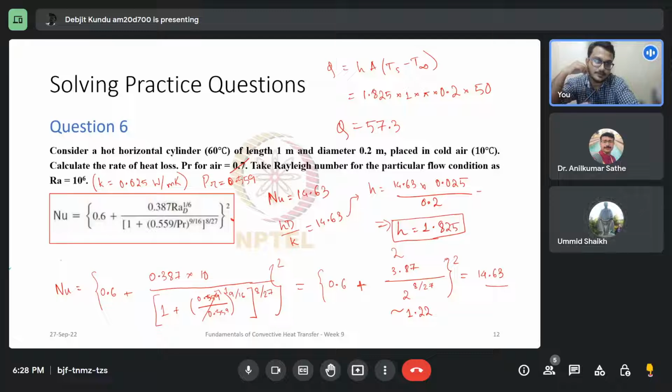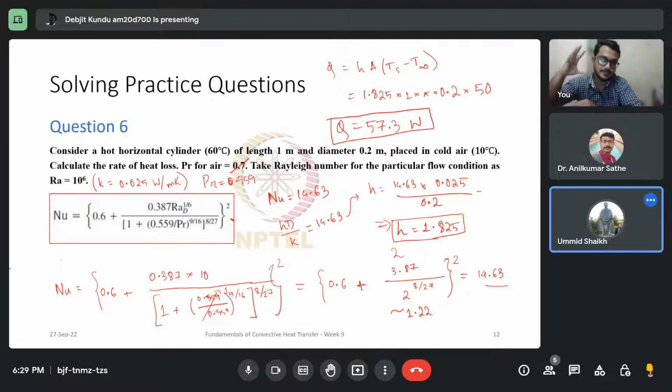Is the other answer also matching? No, it is not 57, I think, sir. 57 point something, is it? Yes, 57.42. I'm trying to confirm with the other person. Are you getting the same answer? So 1.83 into 0.2 into 50 into pi. Yes, 57.5, right. 57 point something. Okay, we will work with this. This is the rate of heat loss from the horizontal cylinder.